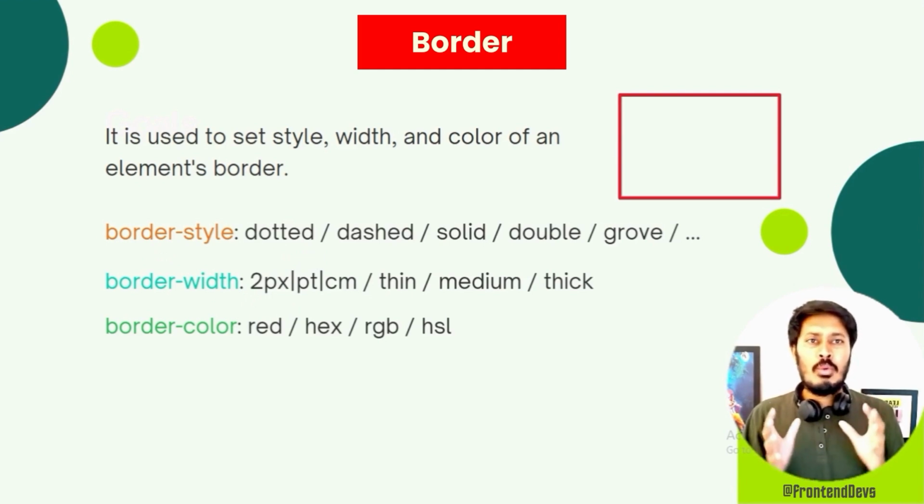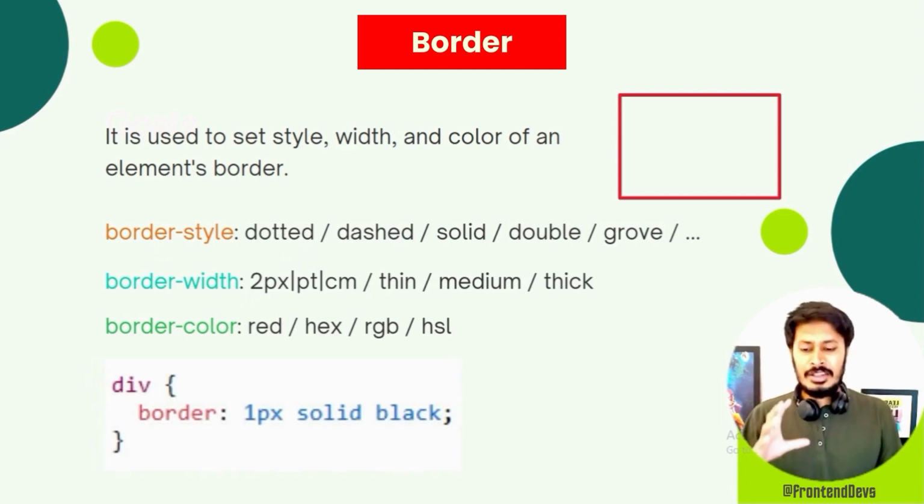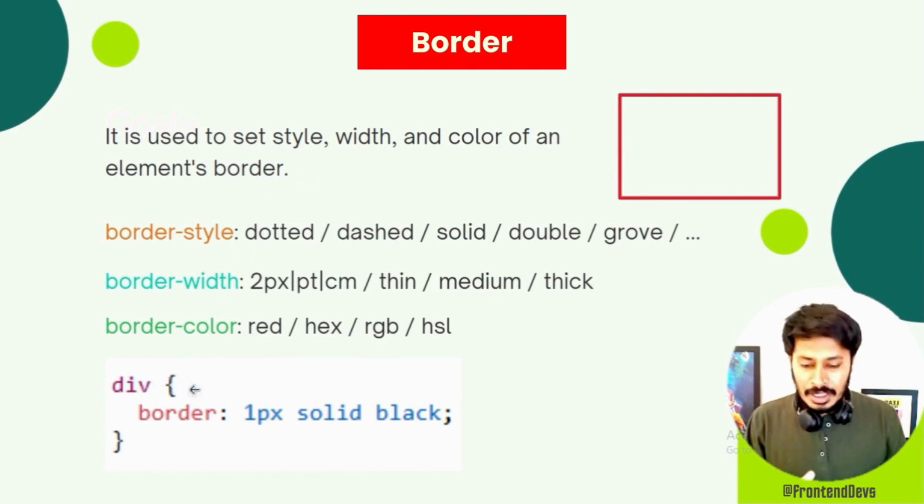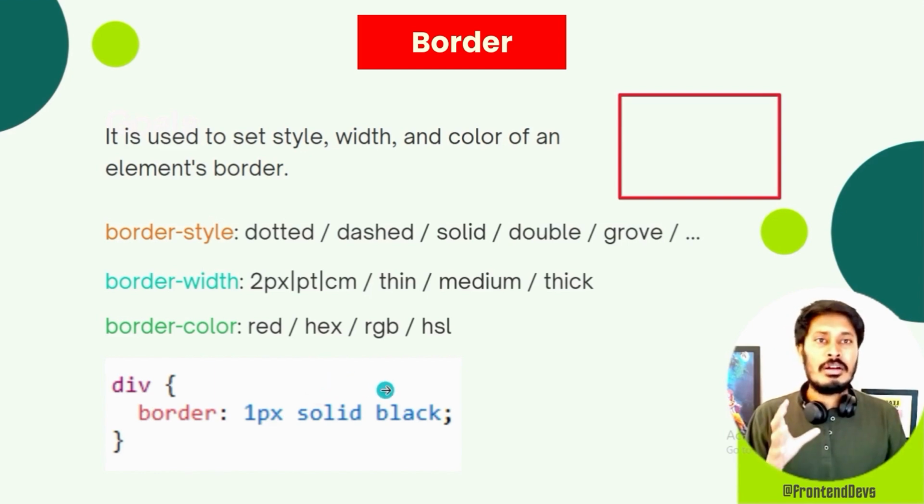We also have one shorthand property, and that is just border. Consider here I have a div element. I am going with the shorthand property border. The first value will be the border width, in pixels. The second value will be the border style, that is solid, dotted, or anything else. And the third value will be the border color.